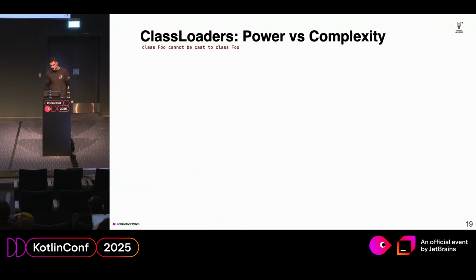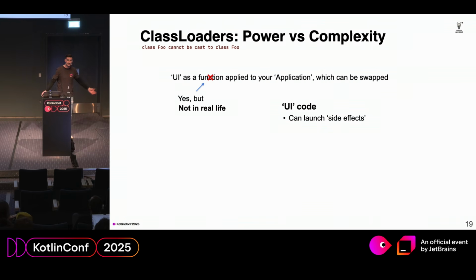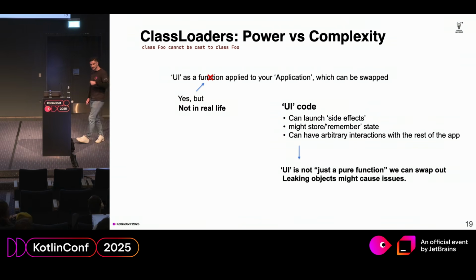So let's recap. We started with an idea, I would say. We started with the idea that the UI is just a function that can be applied to your application, and we can swap out that function, right? That's kind of the idea we had here. And I would say, yes, you can model this, but not in real life, because UI code can launch side effects. It can store or remember state across the invocation of your one composable function. And quite frankly, it can have arbitrary interactions with the rest of your app. And that means every time something leaks out of this pure function, you're in trouble land.